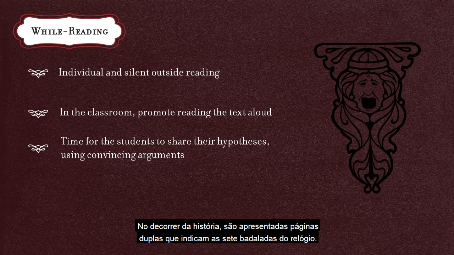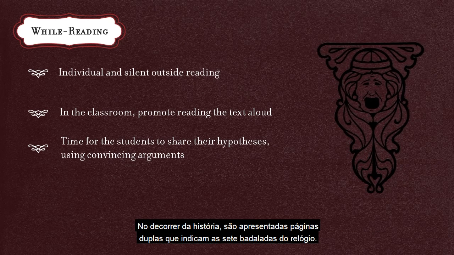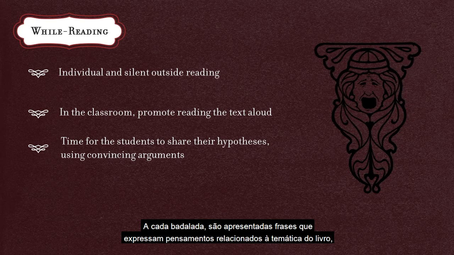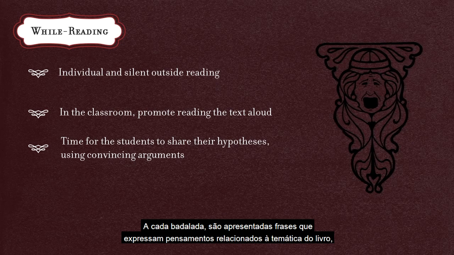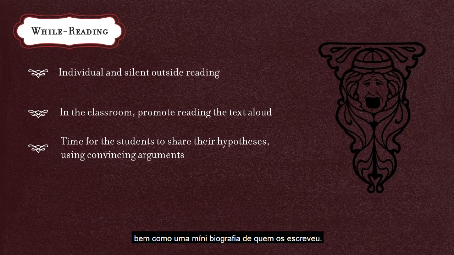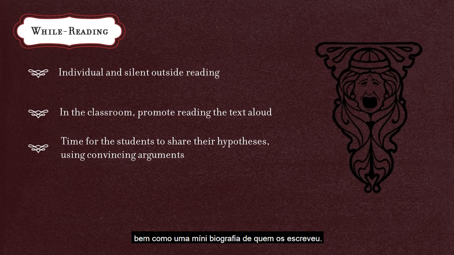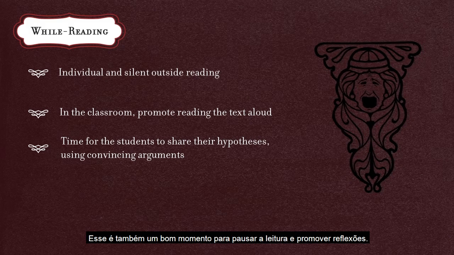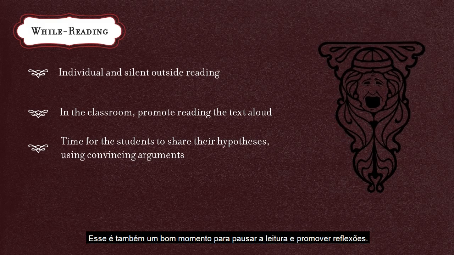Throughout the story, double pages are displayed, indicating the clock's 7 chimes. At each chime, sentences that express thoughts related to the book's theme are presented, as well as a mini-biography of the person who wrote them. This is also a good time to pause the reading and promote reflections.